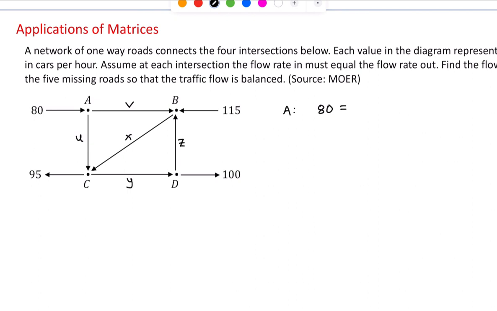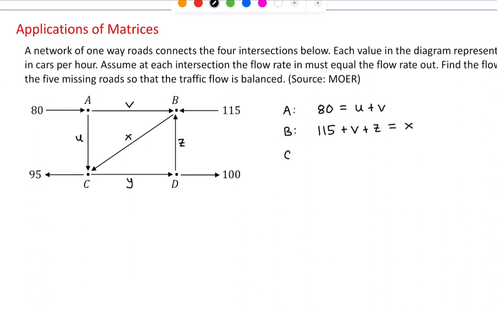That would be the flow rates U and V, and they would be added together to equal the flow rate out. Now let's focus at intersection B. There are 3 flows into intersection B. One of them is known, so 115. Also, we have to add to that the flow rate V and add to that the flow rate Z. We have 3 different roads leading into intersection B, and all of this flow rate in has to equal the flow rate out. So road X is the only way out of intersection B.